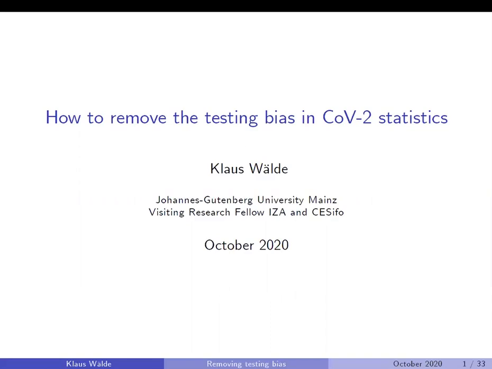Okay, then welcome again for this presentation. This is about statistics we have on COVID-19 and especially statistics we have on infections with coronavirus 2. There is a bias in the statistics, and the question is how can we remove the bias that is caused by testing in CoV-2 statistics.